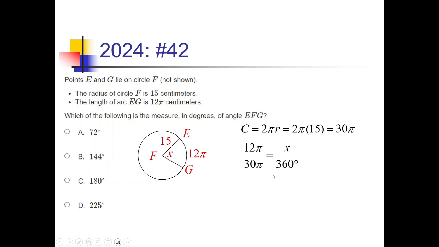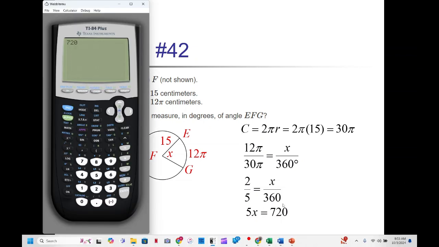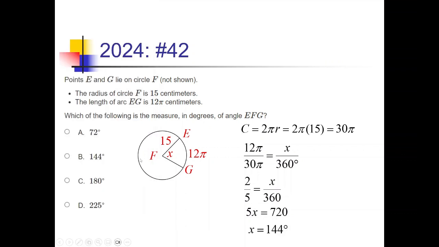Now before I cross multiply, let me reduce this left fraction just a little bit. The pi's cancel totally. 12 over 30 is really, reducing by 6s, 2/5. So we have 2/5 equals x over 360. Cross multiplying now, we have 5 times x equals 2 times 360, which is 720. And what is 720 divided by 5? Since this is the calculator part of the MCAS, let me just plug that in my calculator. So 720 divided by 5 gives me 144. So 144 degrees, which is choice B.